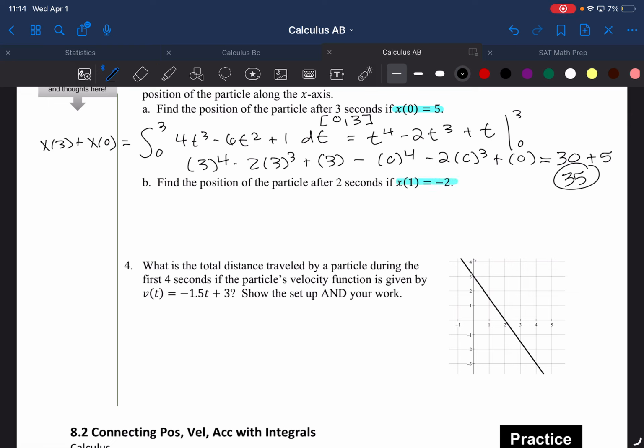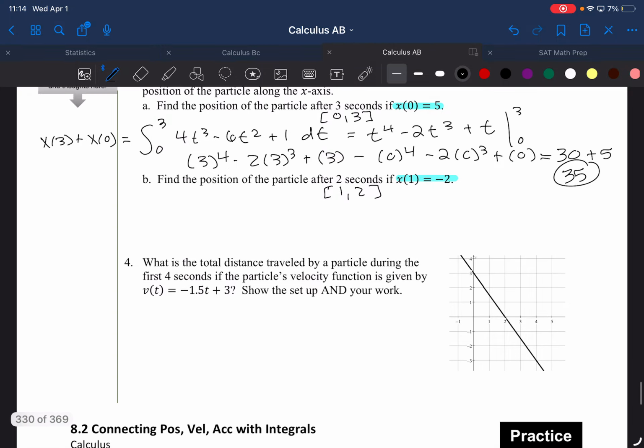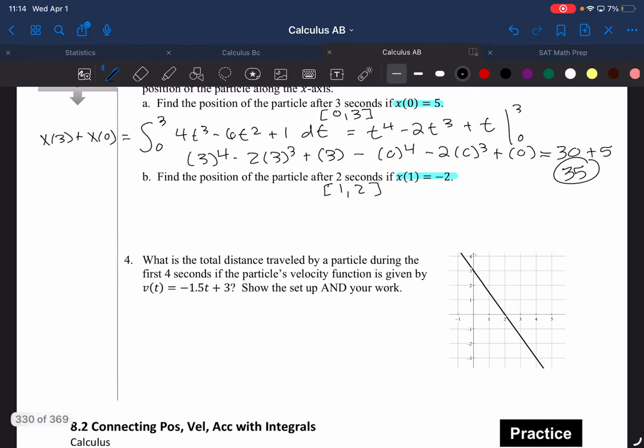So our interval here is going to be from 1 to 2. Why is it not 0 to 2? Yes, because of that position x of 1. We're starting at 1. We're not starting at 0 like part A above. So I'm going to do the integral from 1 to 2 of the velocity function, so 4t cubed minus 6t squared plus 1 dt.